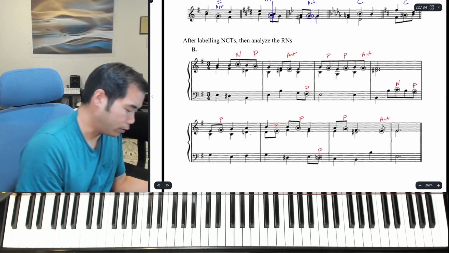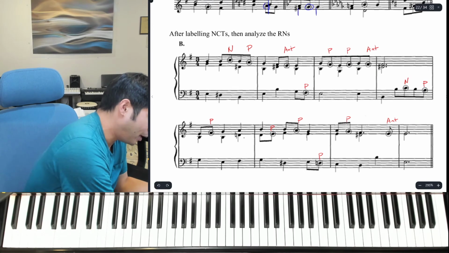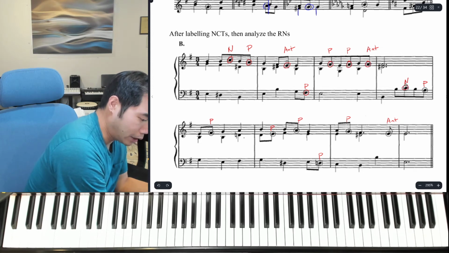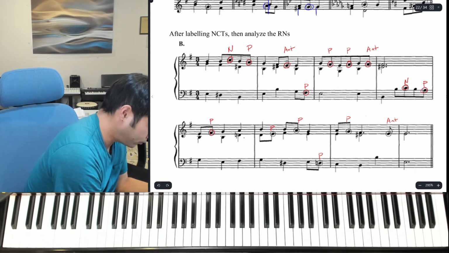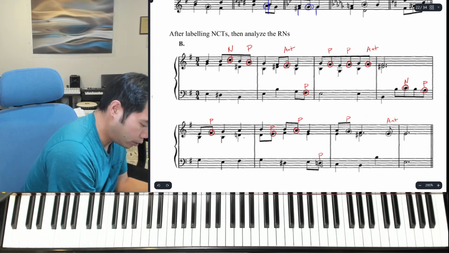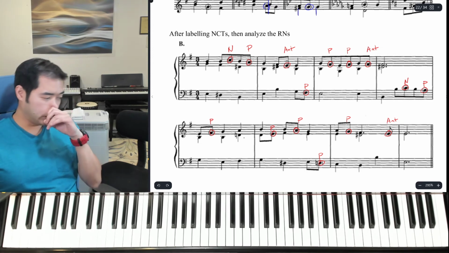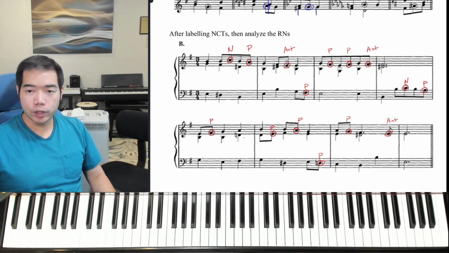Now, why is this important? This is important to analyze because every single one of these notes we're going to ignore when we do our harmonic analysis, our Roman numeral analysis next. That's why we want to go through the process of locating our non-chord tones, because we are not going to take them into account when we do our analysis.